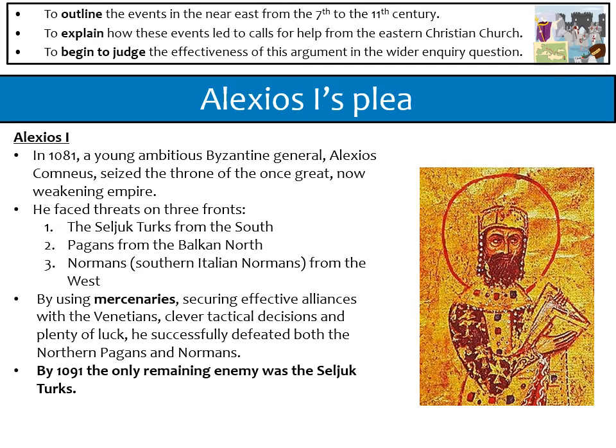Now, from 1081, what he does is he uses mercenaries. He has effective alliances with groups like the Venetians, so from Venice. He makes clever tactical decisions, he has plenty of luck, but he successfully defeats both the northern pagans and the Normans by really 1091. So in a 10-year period, he's successfully defeated two of the major threats, and only the Seljuk Turks remain.